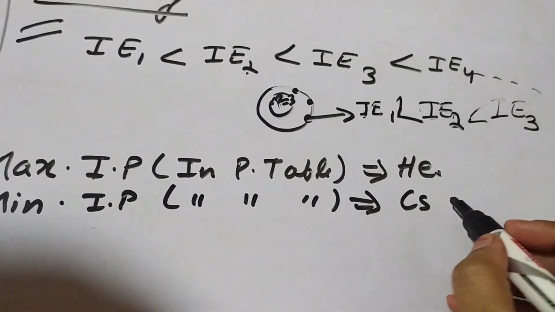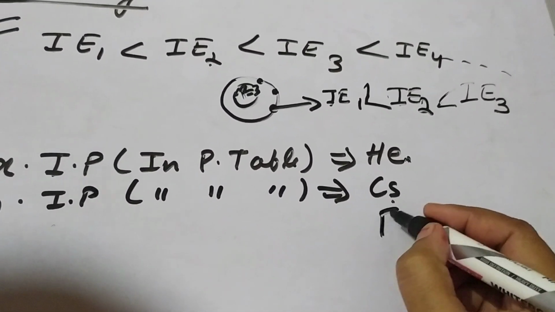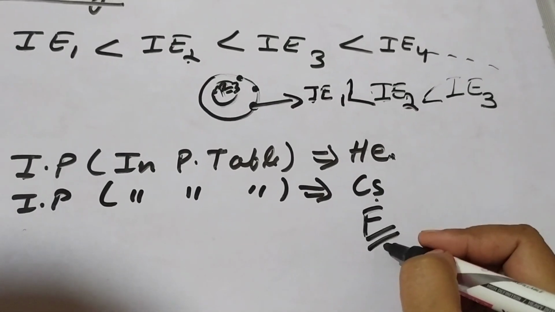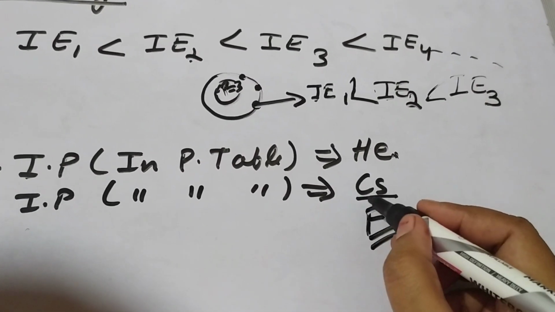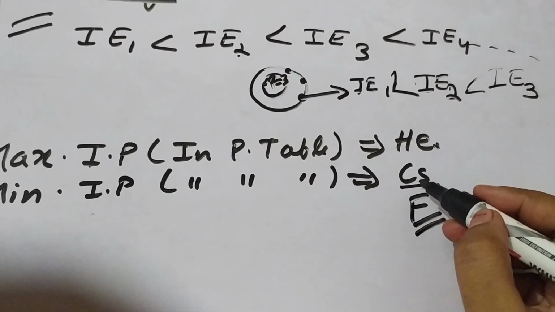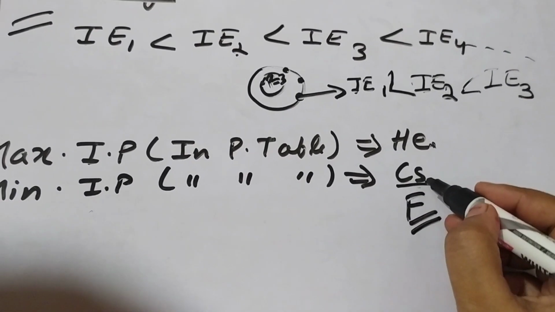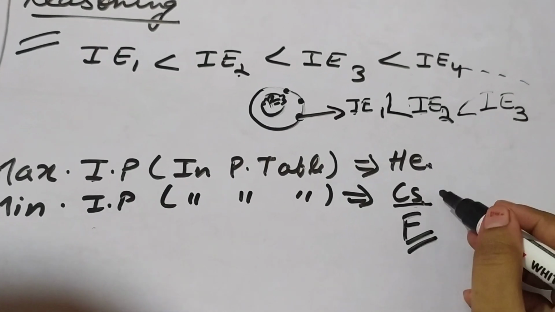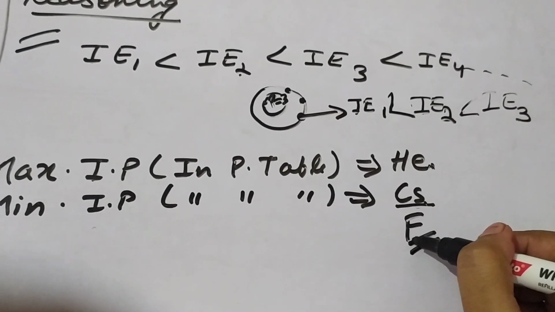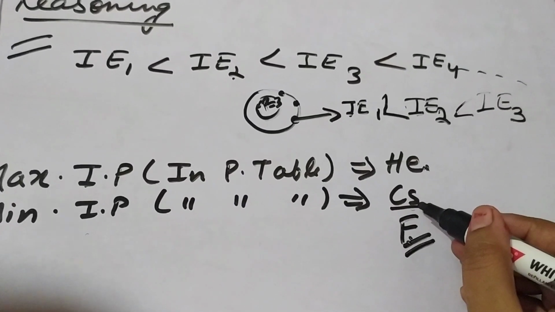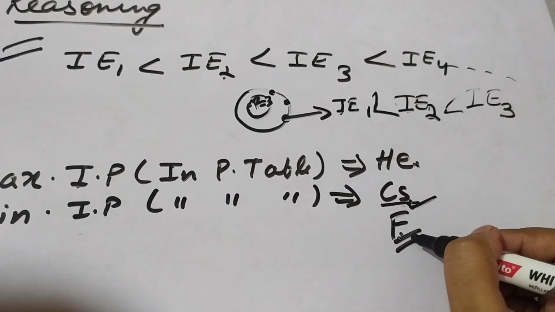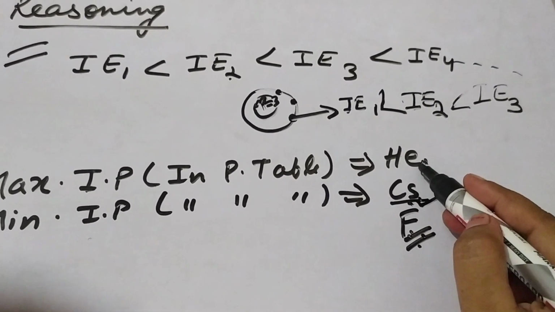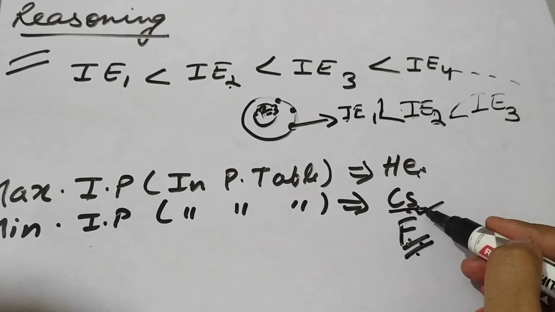And the minimum IP in the periodic table is of cesium, although it is of francium. But because francium is radioactive, if it is given in the options, you can tick francium, but generally we write cesium as having the minimum IP, because cesium has the maximum size in the periodic table. It is below in the alkali metals: lithium, sodium, potassium, rubidium, cesium, and francium. Since francium is radioactive, it is generally excluded from periodic trends, and we write cesium. So maximum IP is of helium and minimum IP is of cesium.